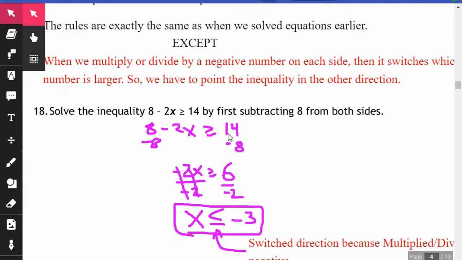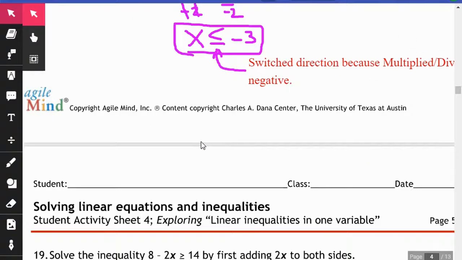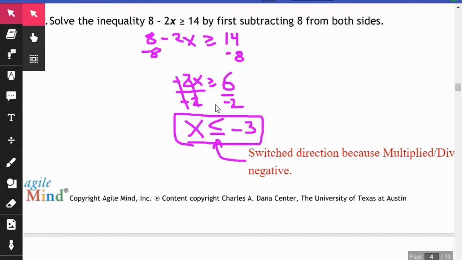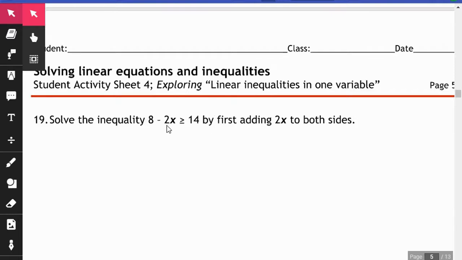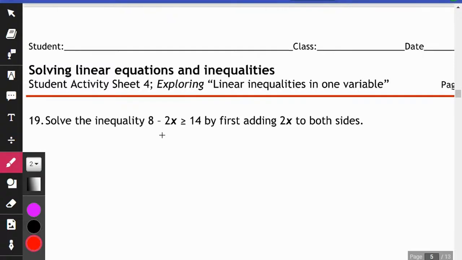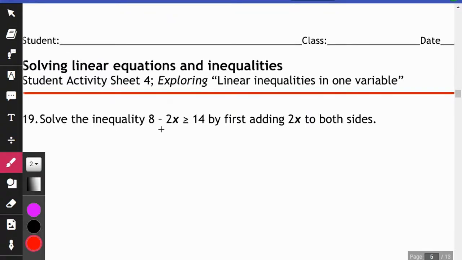Now, last time we subtracted 8 from both sides. This time we're going to add the 2x to both sides. Both ways will solve the equation. Last time we ended up having to divide by -2 and I switched the way that the arrow points. Now, when I move the x, I don't have to change the way the arrow points because it moves the x to the other side anyway. So here's another way to do this so you don't have to worry about changing the direction of the arrow.